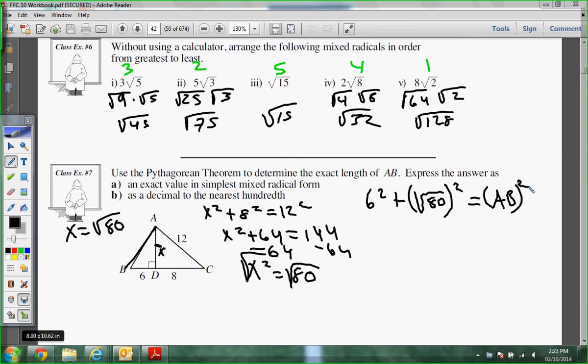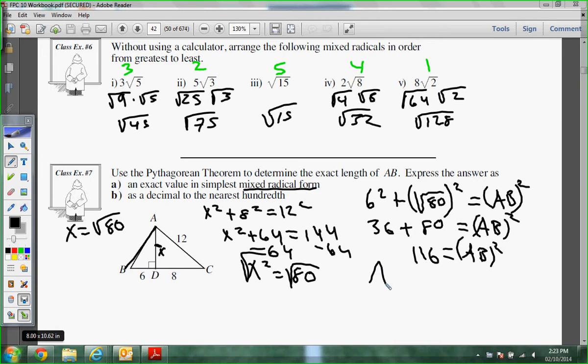We're good? Okay, 6 squared is 36. Root 80 squared is 80. Equals AB squared. That gives me 116. It says express the answer as a mixed radical, so we want to see if we can break 116 down. So we're going to have AB equals square root 116. So we want to see if we can break square root of 116 down.